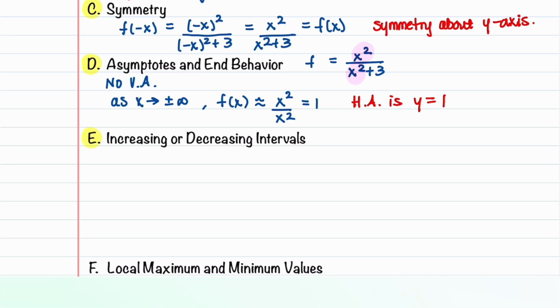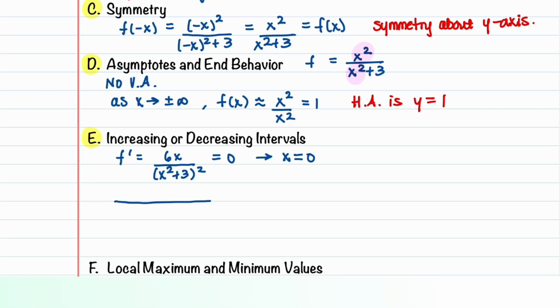Let's now look at intervals of increasing or decreasing. To find increasing or decreasing, we need to take the first derivative and set it equal to 0, or see where it's undefined. Our first derivative from up above was 6x, all divided by x squared plus 3 quantity squared. It's never going to be undefined, but it is going to equal 0 when x is equal to 0. So if we set that equal to 0, we get that x is equal to 0.